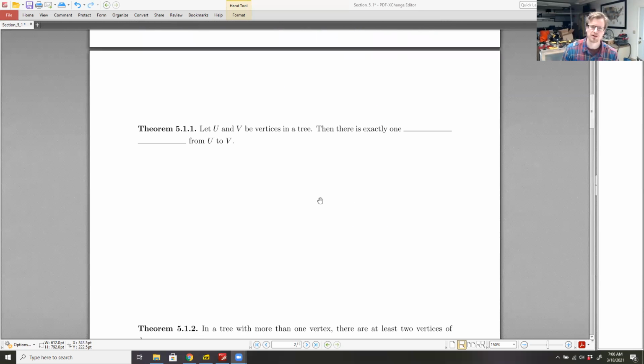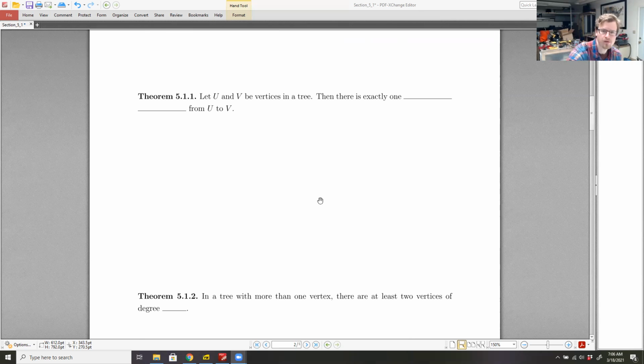Our first pair of properties are given by theorems 5.11 and 5.12. So the first property: let U and V be vertices in a tree, then there is exactly one simple path from U to V. And why is this the case?